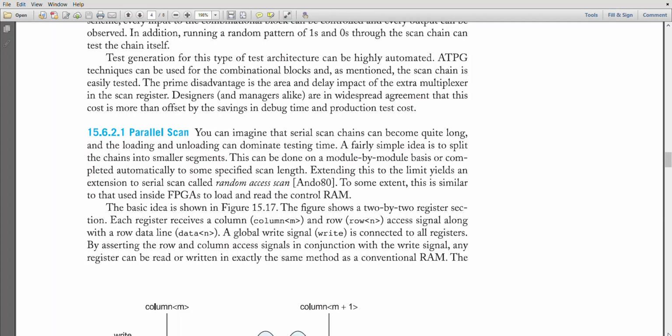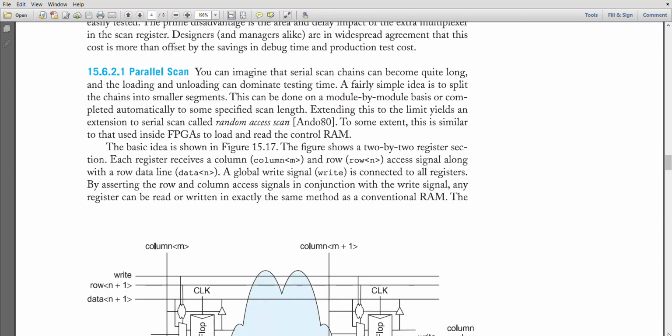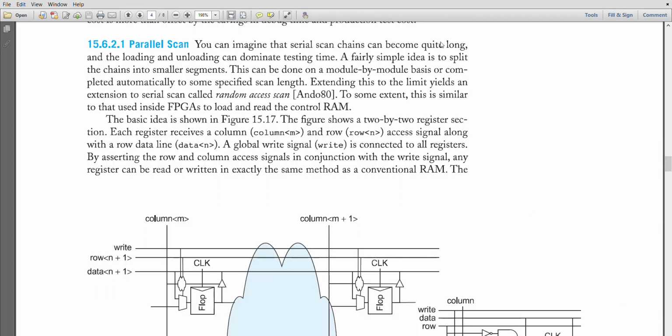Okay, now the parallel scan. You can imagine the serial scan chains can become quite long. Obviously, you are shifting the bits serially, one by one. Similarly, in case of the scan out, you are observing the data serially also, because serial in, serial out is there. So, what is the parallel scan?